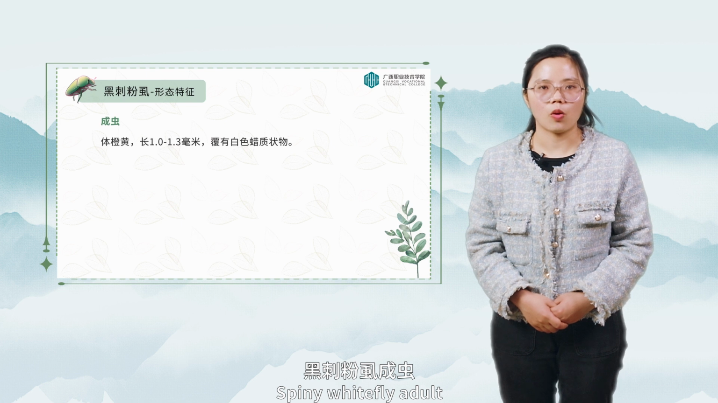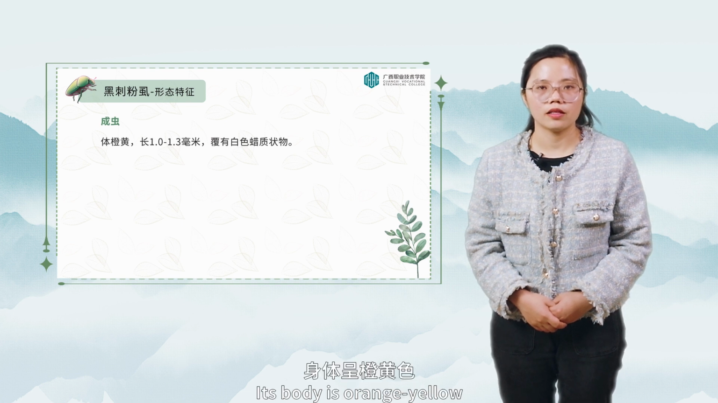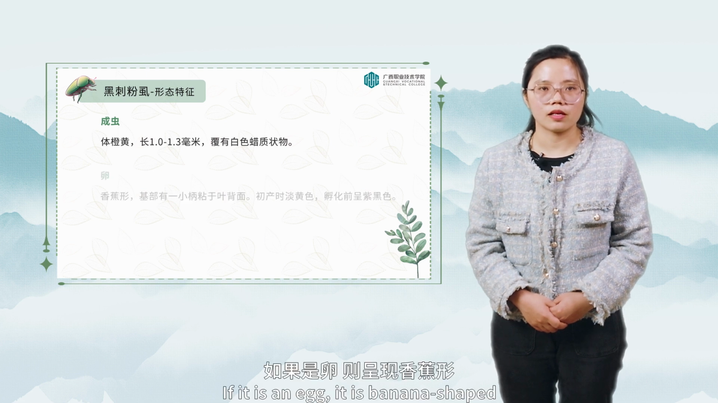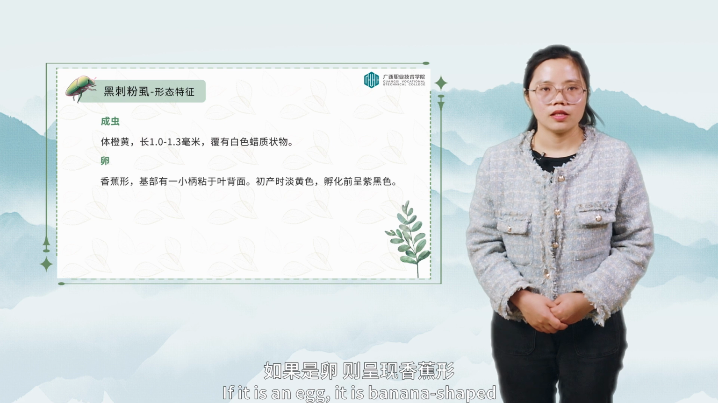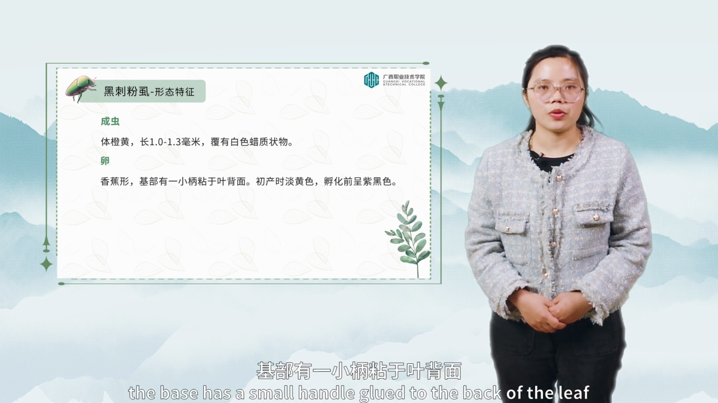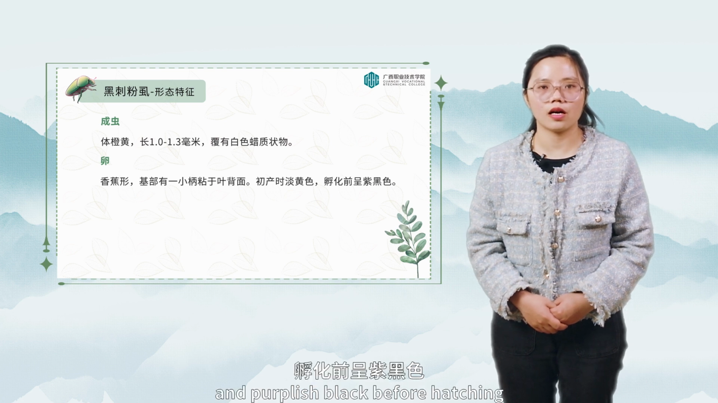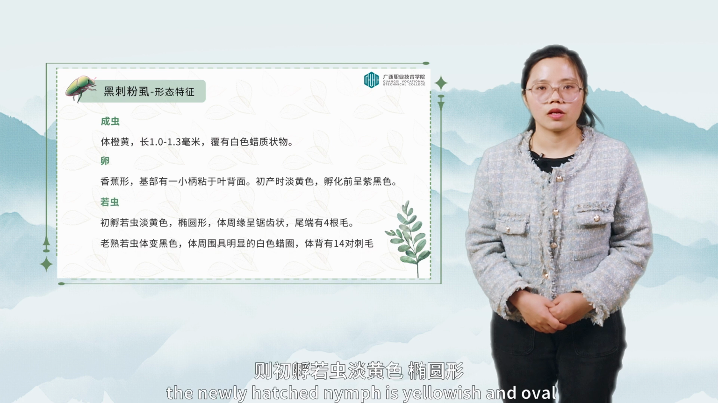Next, we will learn about the morphological characteristics of spiny whitefly. Spiny whitefly adult: its body is orange-yellow, 1 to 1.3 millimeters long, covered with white waxy matter. If it is an egg, it is banana-shaped. The base has a small handle glued to the back of the leaf, is yellowish at first birth, and purplish-black before hatching. If it is a nymph, the newly hatched nymph is yellowish and oval.